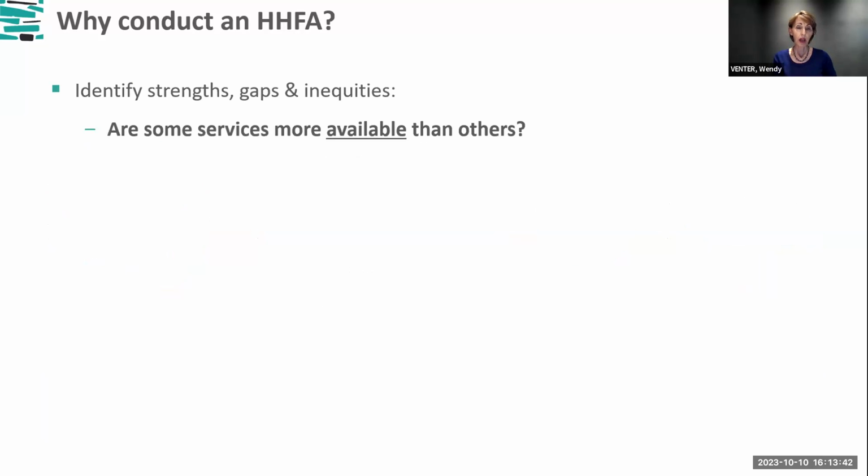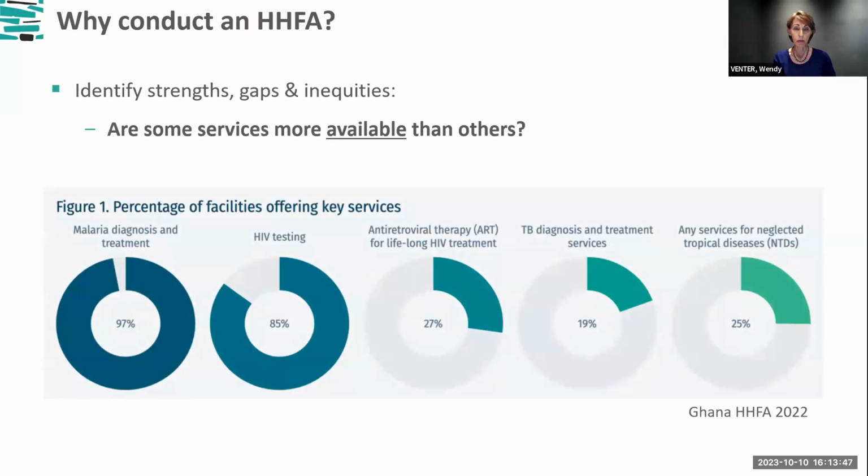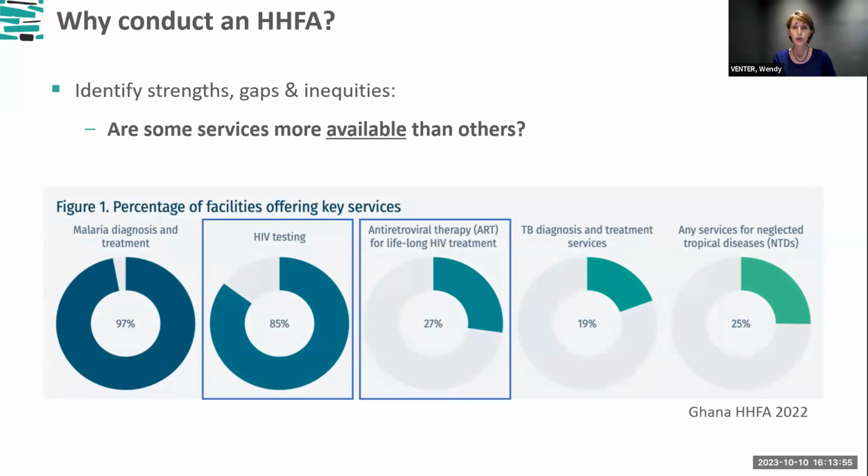So for example, are some services more available than others? And here we've got an example from the recent Ghana HHFA, where we can see that 85% of facilities offer HIV testing, but only 27% of facilities actually offer ART.